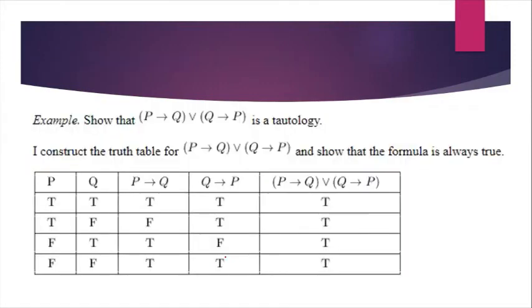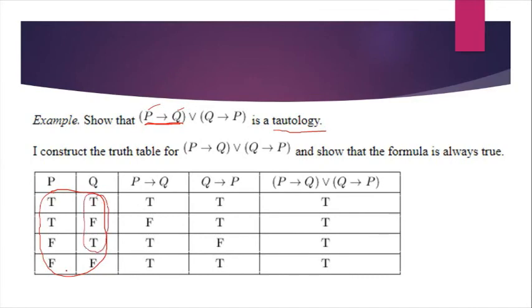So example, show that P implies Q or Q implies P is a tautology. I-show daw natin that kumbaga yung last column niya is all true. So gawa tayo ng truth table. We have two statements, so again, 4 rows pa rin tayo. This is a constant. Dalawang true, dalawang false, and then alternate na. Then unahin muna ito because this is on the left side. So P implies Q. The rule is kung ano yung nandito, that's it, except dito.